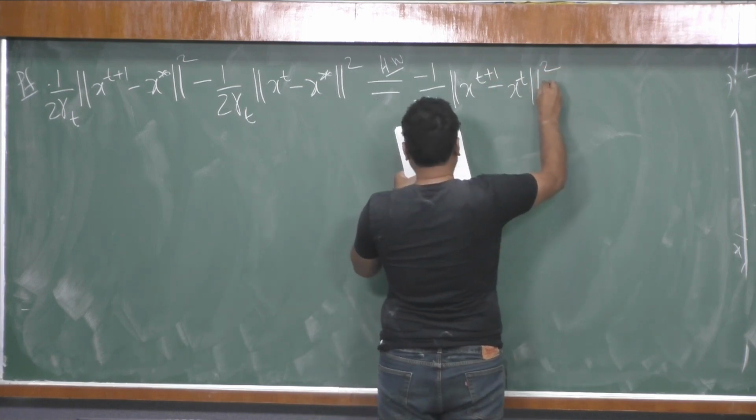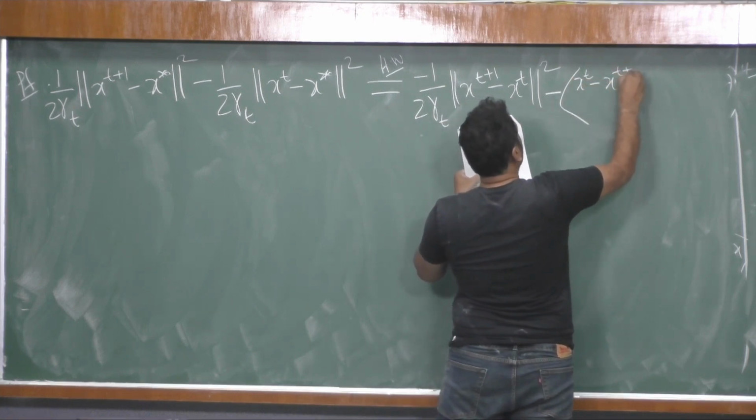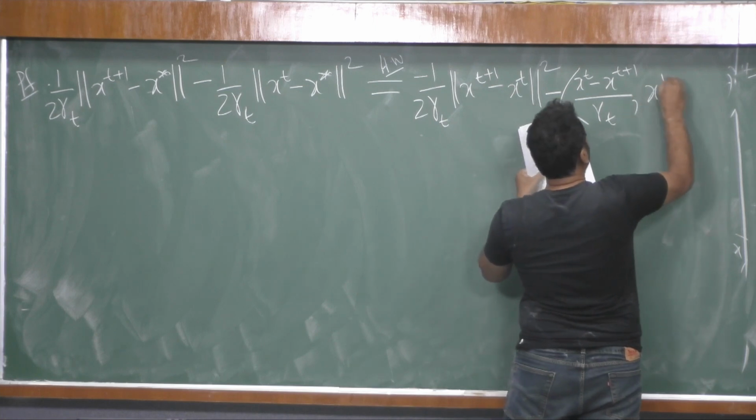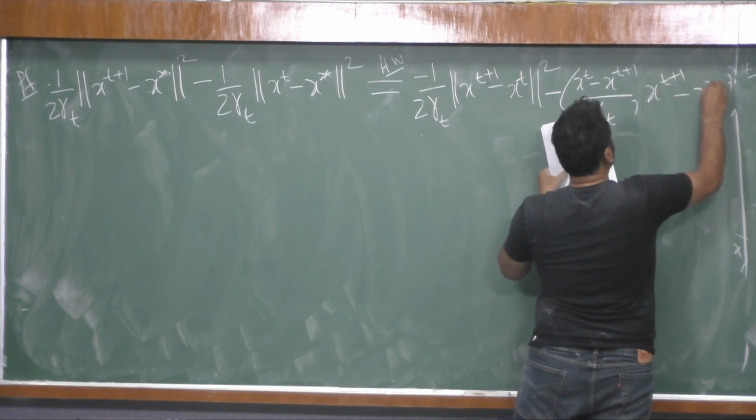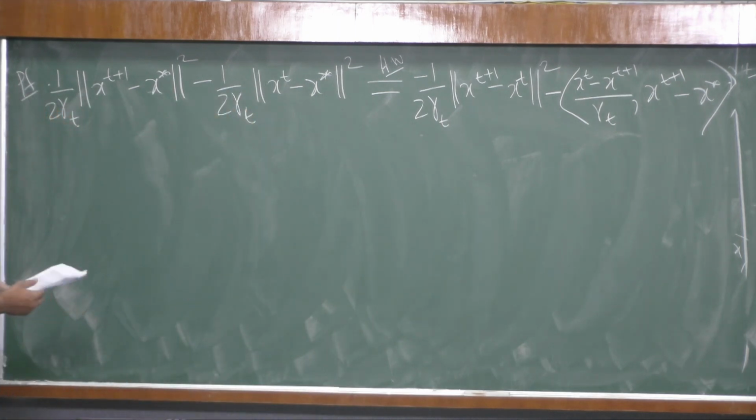So a minus x_t and minus x_t minus x_{t+1} divided by gamma t and x_{t+1} minus x star. Okay, so why is this equal? You can do that. It's an algebraic manipulation, that's all.